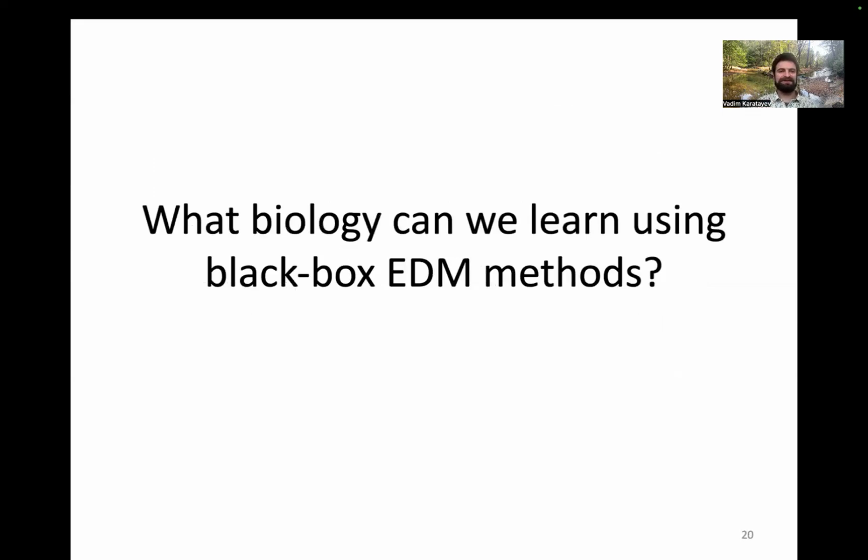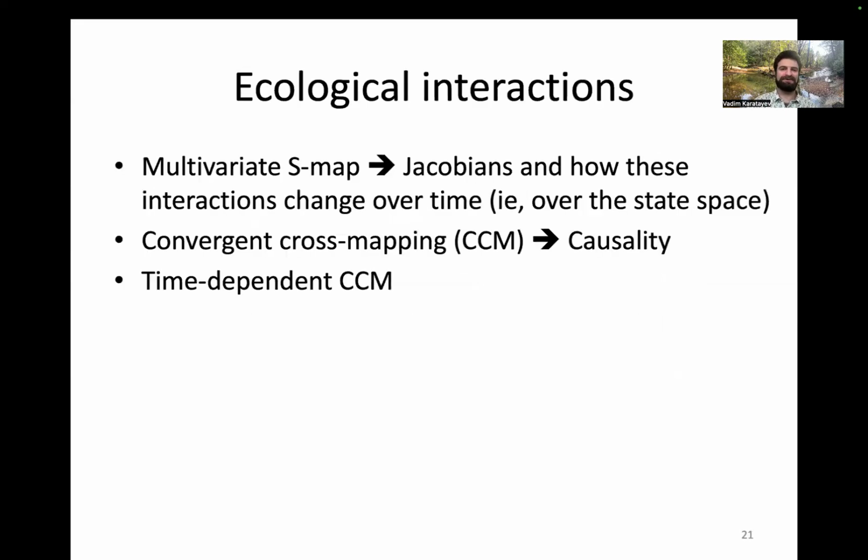Why are we doing all this? What have we actually learned when we've been using this black box approach? Well, one thing we've learned a lot about is ecological interactions. I mentioned with S-map, when we have multiple time series that we're plugging in and using to predict at the same time, now we can get Jacobians, which are linear estimates of how each species affects every other species. So we can get estimates of species interactions and how they change over time as the system moves through the state space.